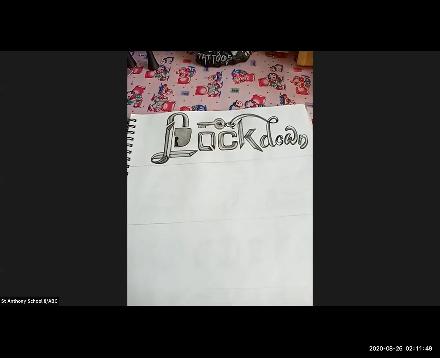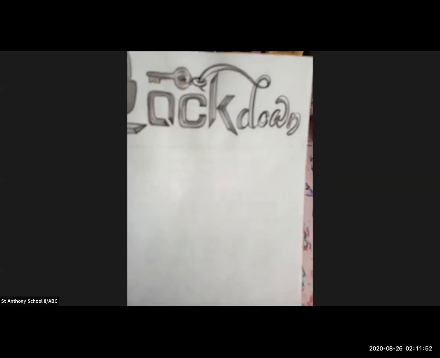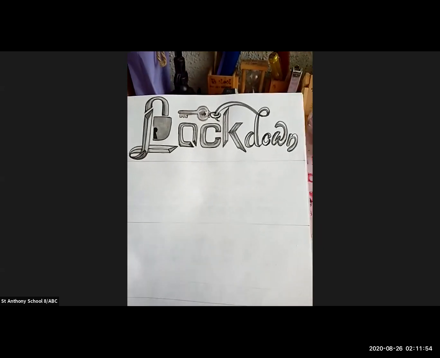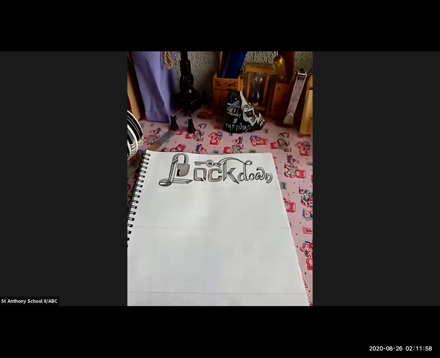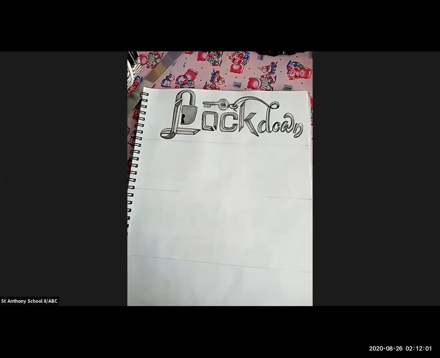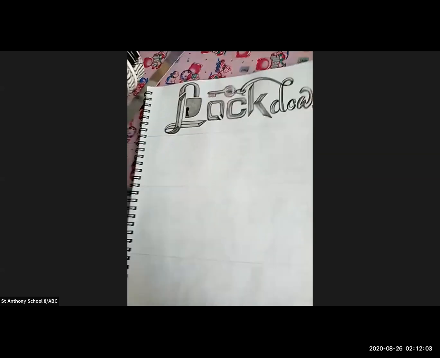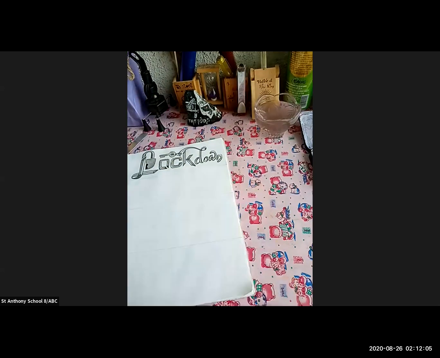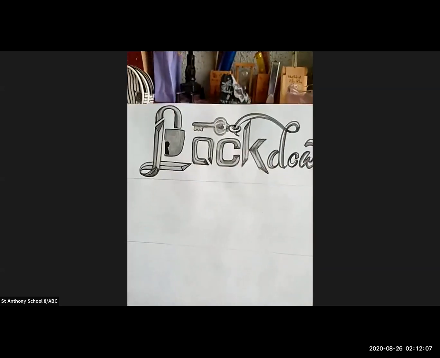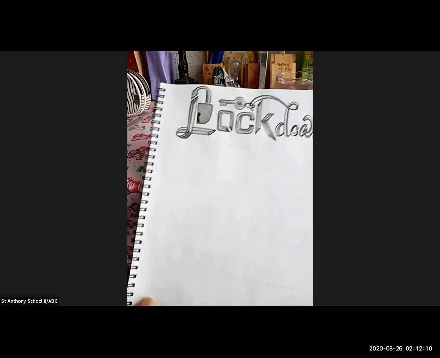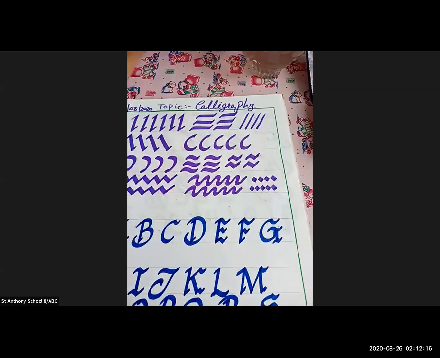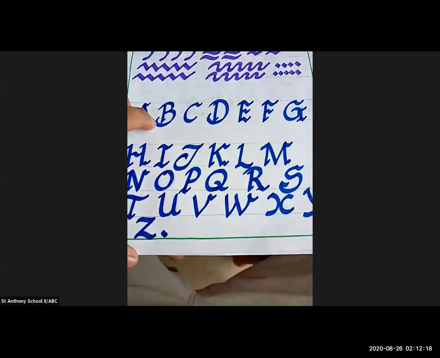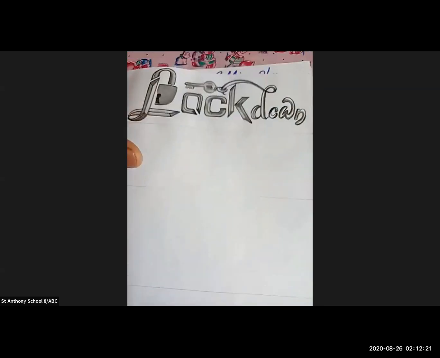Yes, just drop a message in the chat box. Just look at this. This is the way how I have written the lockdown. So in the same way you can also do this. Okay, am I clear to each and everyone? Yes, you have to do these things in three pages. The first one will be your basic strokes. Okay, this is the basic stroke. The second page will be your alphabet, and the third page will be your lockdown.